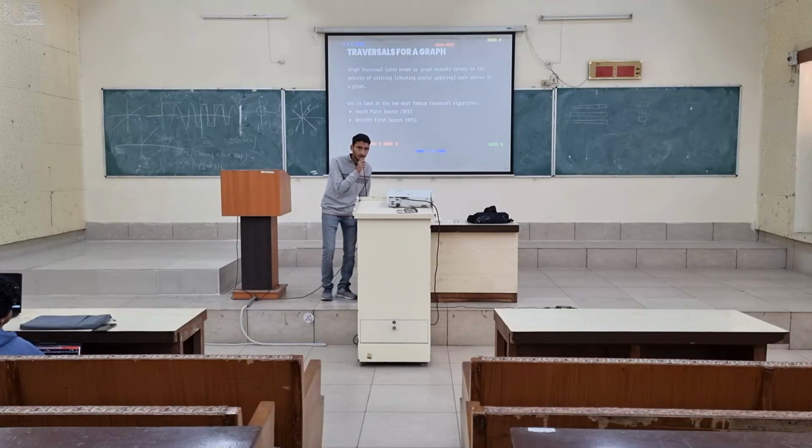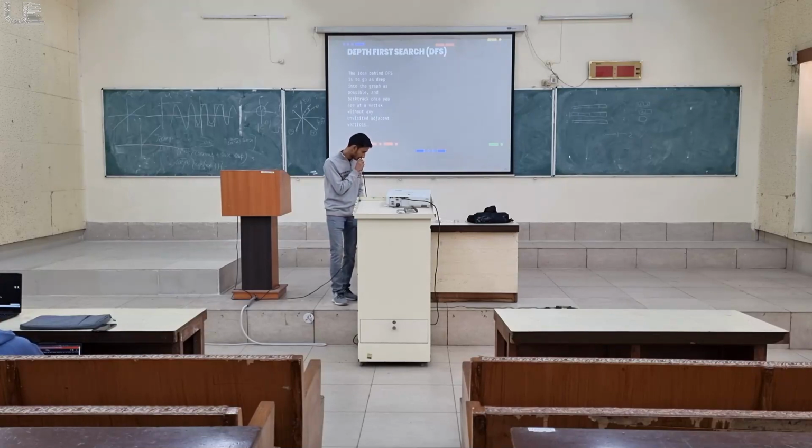So that was all about how we represented a graph. Now how do we travel through the graph, how do we search for a node or an edge in the graph? There are two famous ways. First is depth first search and the second is breadth first search. We will be studying both of them.